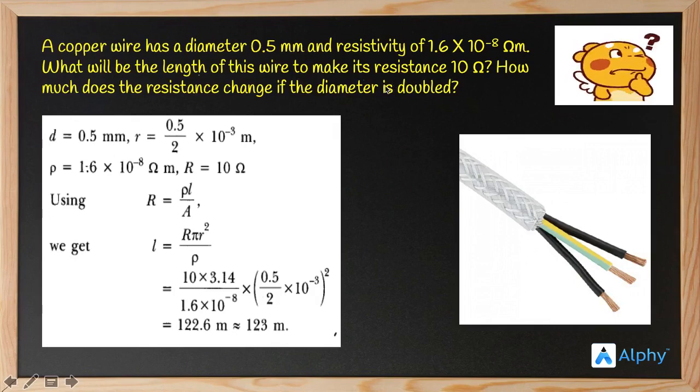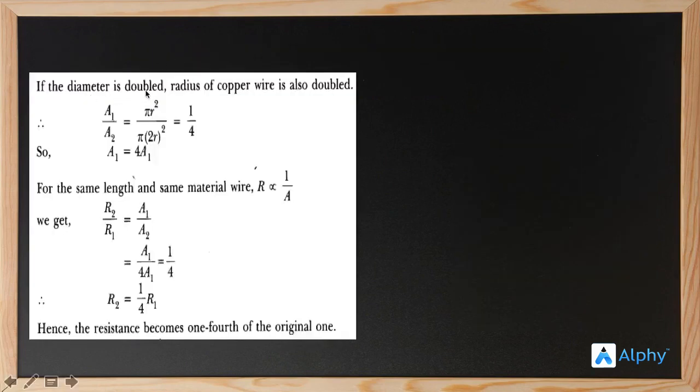Now let us go to the next part. What will be the resistance change if the diameter is doubled? So now let's double the diameter. If the diameter is doubled, that means the radius of the copper wire is also doubled. So initially A1 is pi r square and A2 is pi, and in place of r you have to write 2r because r is doubled. So it is pi (2r) whole square. If you cancel pi and r square, you get 1 by 2 square, which is 4. So it is 1 by 4.